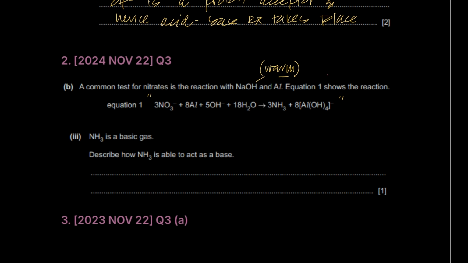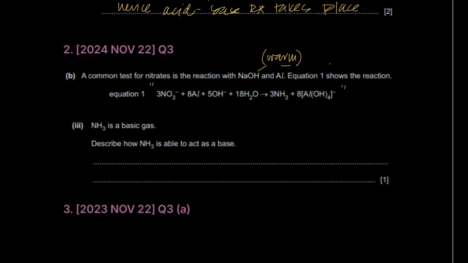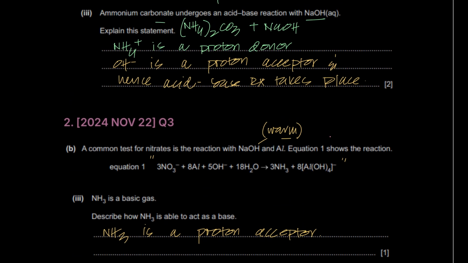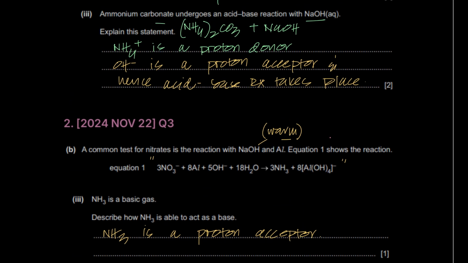It's pretty simple. Let's properly write it in English. NH3 is a proton acceptor. Bases are proton acceptors. So it's a proton acceptor, and that's why it's able to act as a base. Let's go next. That's it. The 2024 set is over for acids, bases, and salts. Moving on to the next set.